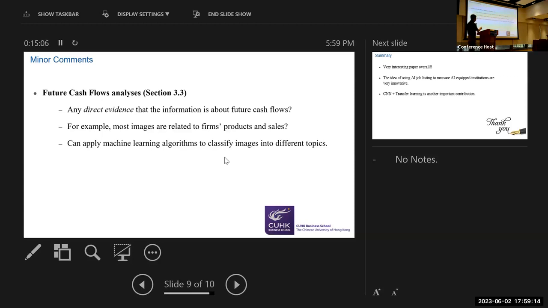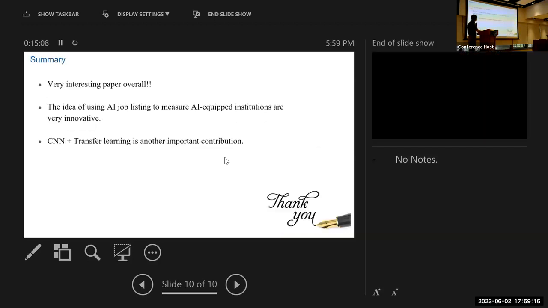I think I just have 30 seconds left. Overall, it's quite an interesting paper, and I really like the idea that you use the AI job listings to measure or classify the AI-equipped institutions. I don't have time to give comments on that. And also, the cloud transfer is quite uniform, so I think it's quite innovative. That's all I have for the presentation. Thank you.